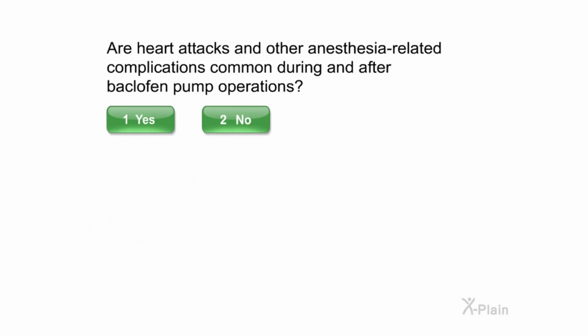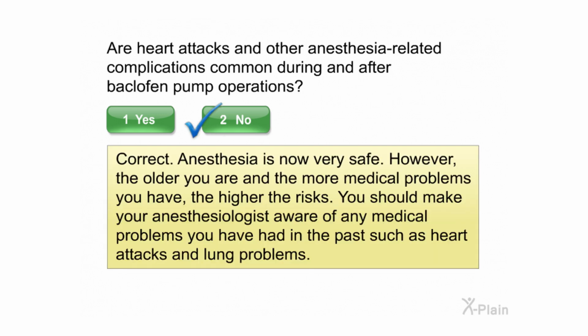Are heart attacks and other anesthesia-related complications common during and after Baclofen pump operations? Select yes or no. Correct. Anesthesia is now very safe. However, the older you are and the more medical problems you have, the higher the risks. You should make your anesthesiologist aware of any medical problems you have had in the past, such as heart attacks and lung problems.